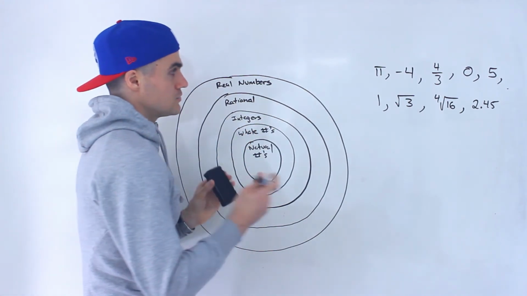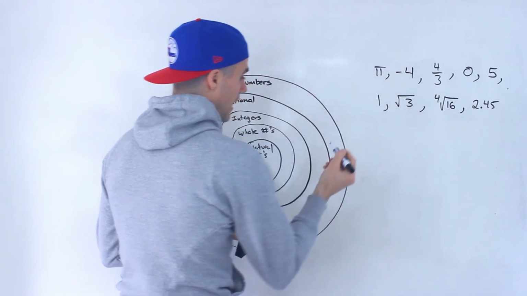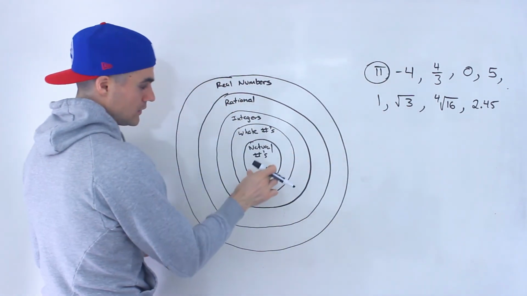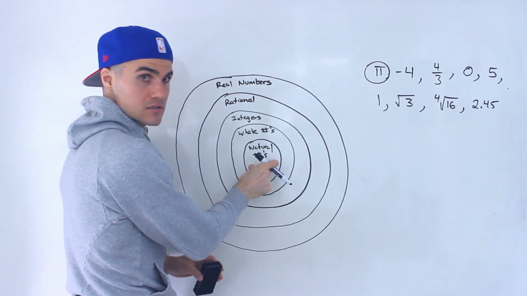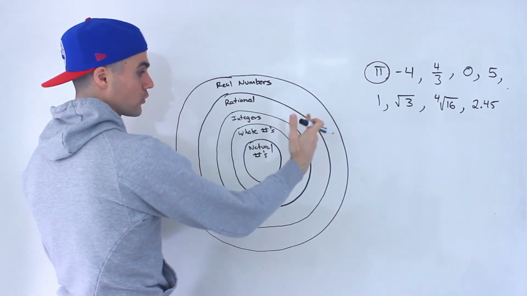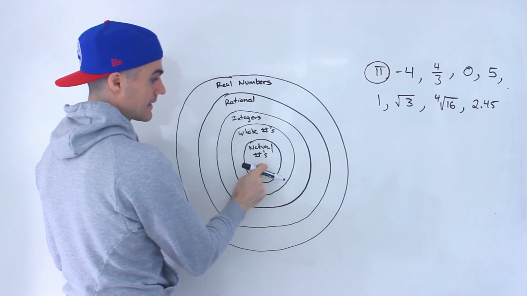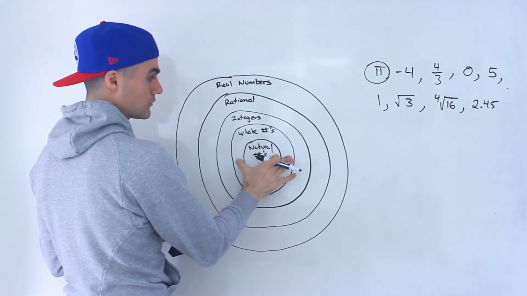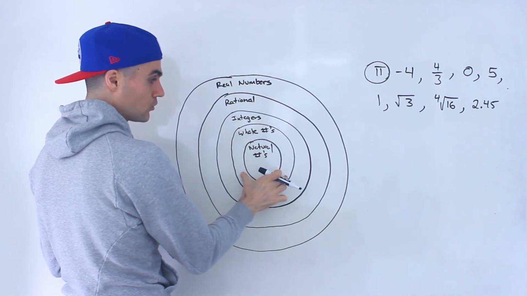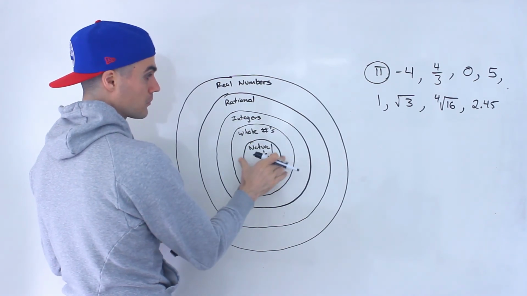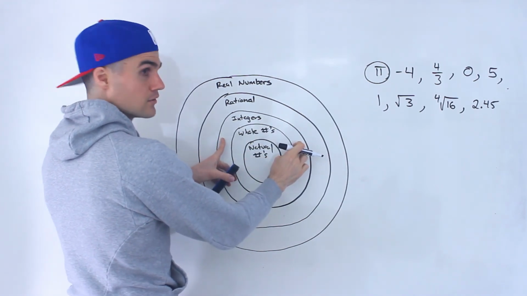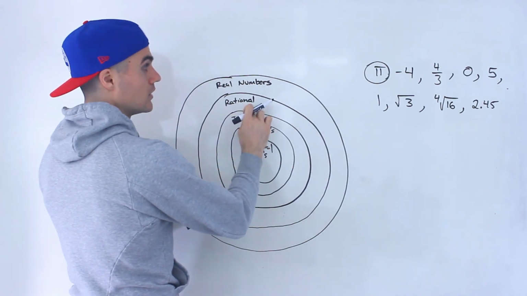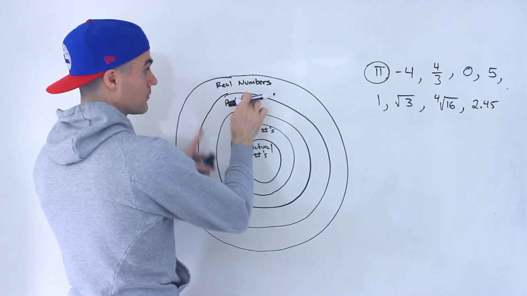And so the way you want to do that, for example, if we start with pi, you want to take the number, and then you want to start off with the smallest circle and then move your way out. So we take pi. Is that a natural number? No, it's not a natural number. So then we move out to the next category. Is it a whole number? No, it's not a whole number. Is it an integer? No, it's not an integer. Is it a rational number? No, pi is an irrational number.